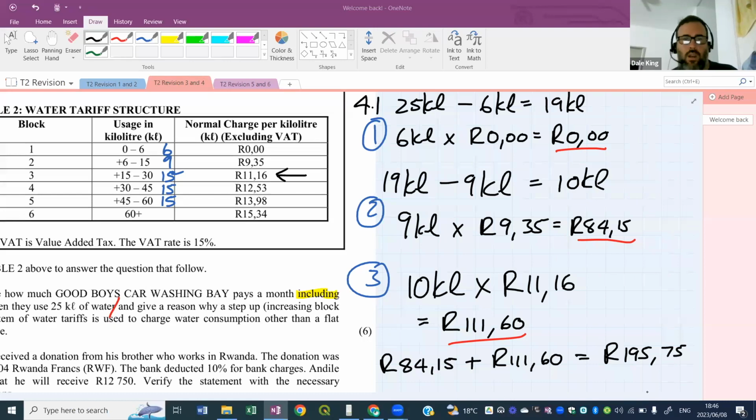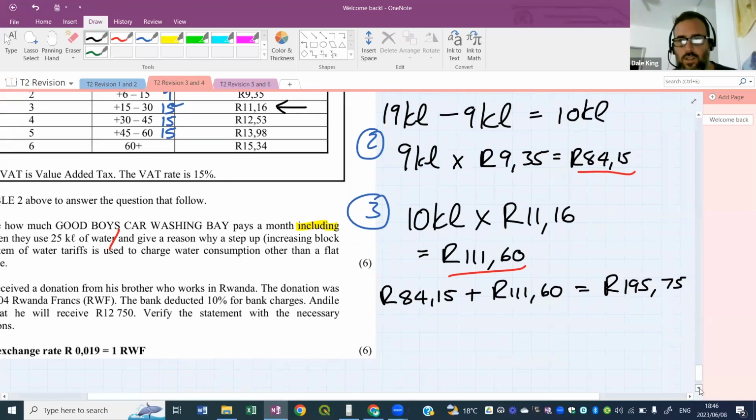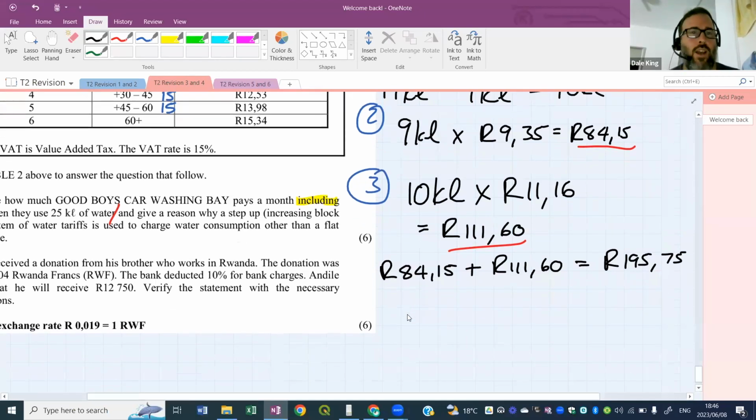Okay, are we done? Are we finished? Have we got our 6 marks? This is for 6 marks, guys. Are we done? No, says Vuyo. She's reminding me. She's saying, Teacher Dale, I told you. Did you not hear me? You've got to add VAT.